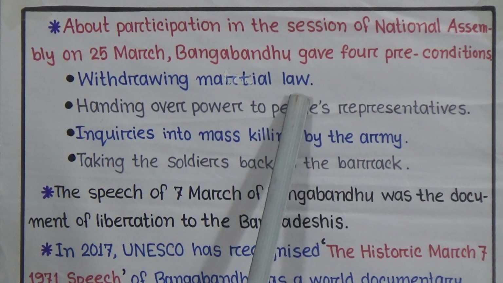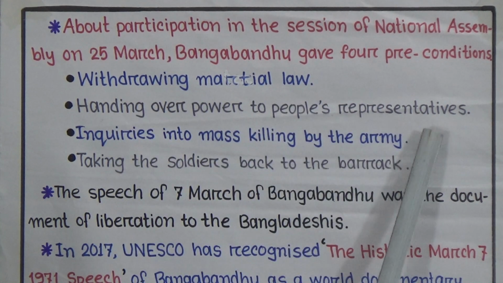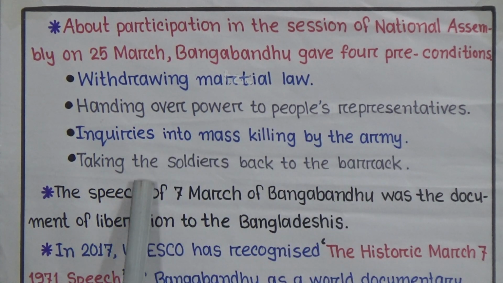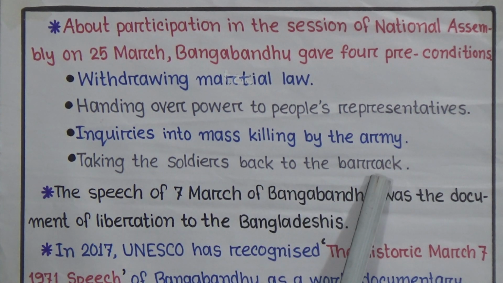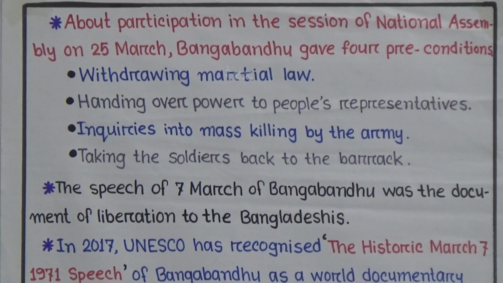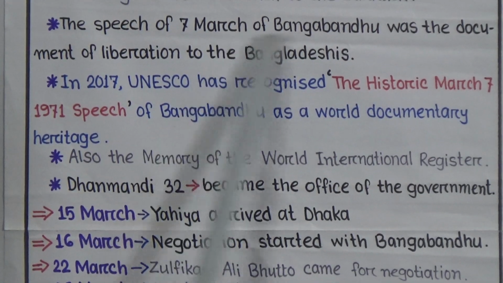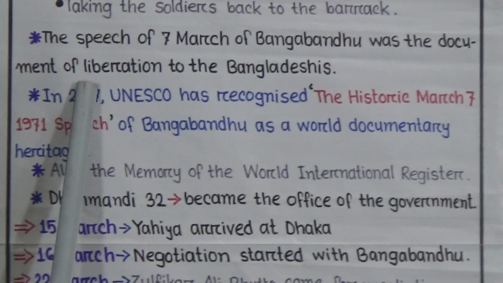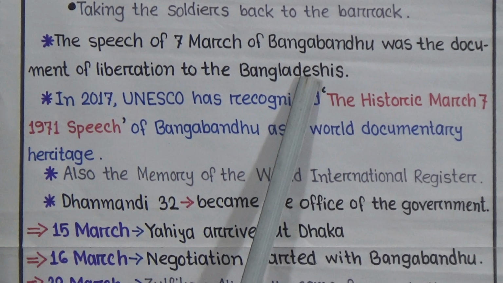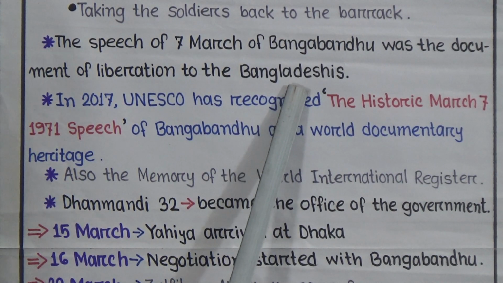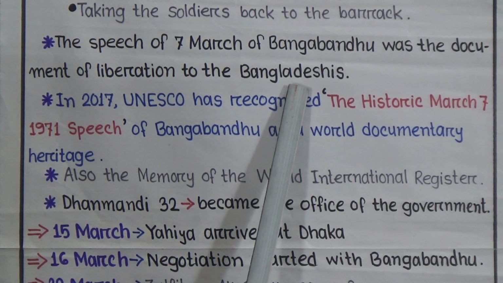So now again say with me: withdrawing martial law, handing over power to people's representatives, inquiries into mass killing by the army, taking the soldiers back to the barrack. Now we are going to learn more about the 7th March speech given by Bangabandhu Sheikh Mujibur Rahman. The speech of 7th March of Bangabandhu was the document of liberation of the Bangladeshis. It is true, with this speech we get influenced by Bangabandhu.